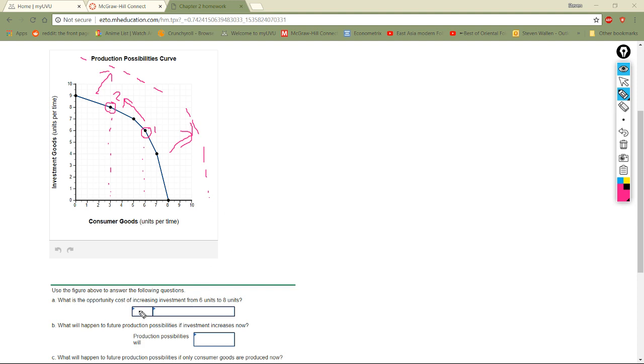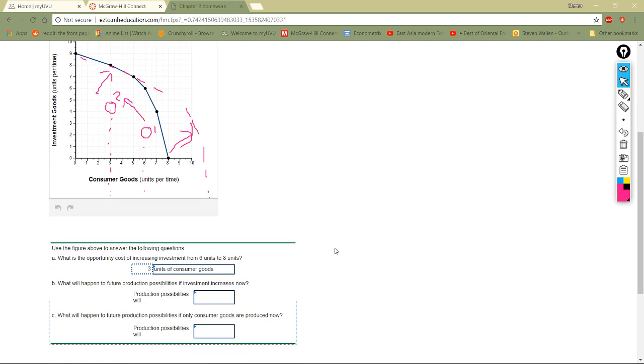All right, so let's take a look down here. Let's go back to our regular pointer. What is the opportunity cost of increasing investment from 6 to 8 units? Okay, well, first drop down, I'm going to be losing consumer goods because of investments going up. It's a trade-off there. And then right here, they just want me to type it in. Let's go ahead and try it out. So we're going from 6 to 3, so then we're losing 3.